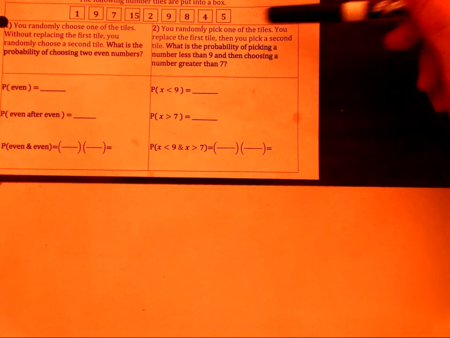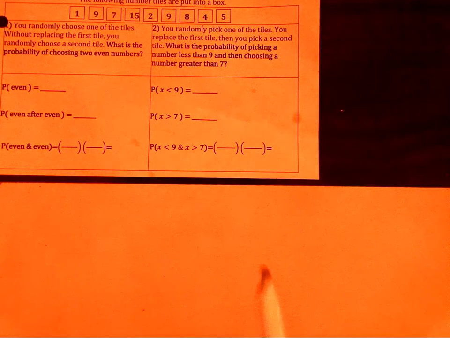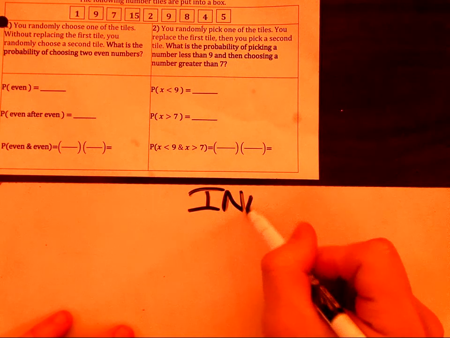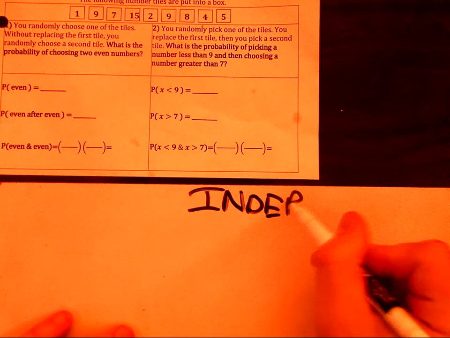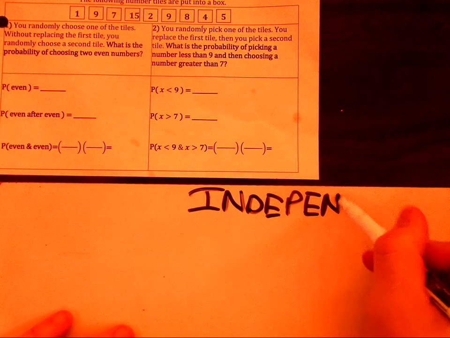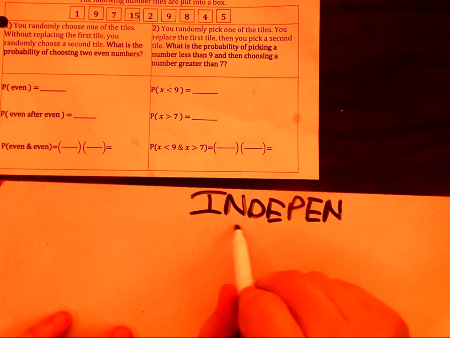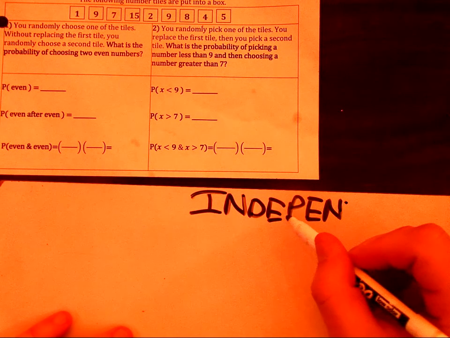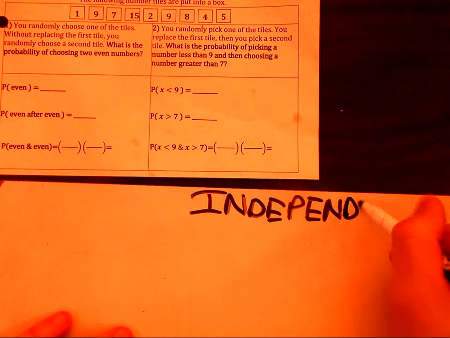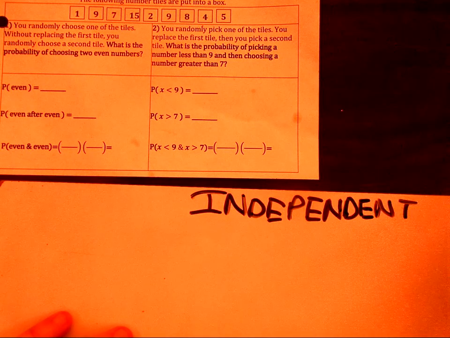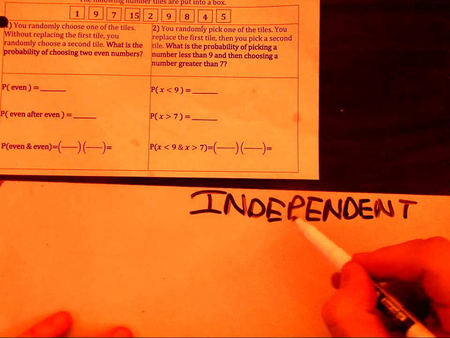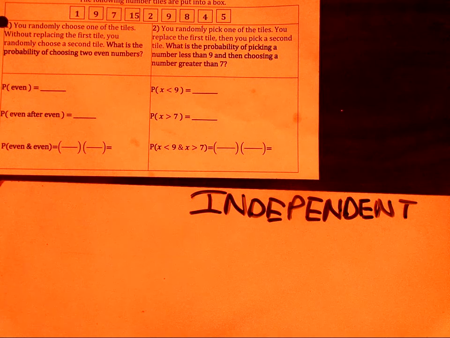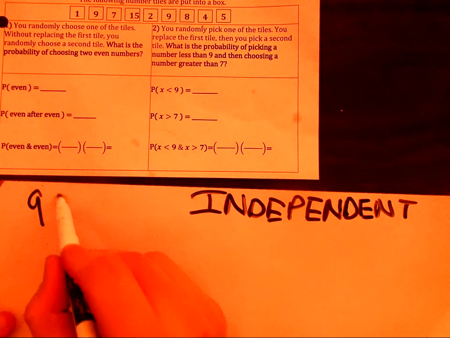Okay, so let's see. It says you replace the first tile, so we know these events are now independent, meaning you put it back. So you're not going to be changing that second denominator. It says independent. Always want to make sure I'm careful on that. Independent. Okay. Always double checking. So, again, we still have that 9 total tiles.